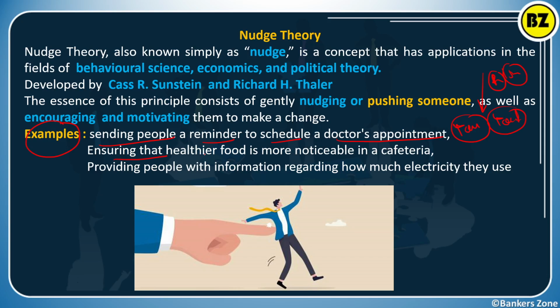Next, ensuring that healthier food is more noticeable in the cafeteria. If we place pictures of the healthier food in the cafeteria, obviously people will be automatically pushed towards the healthier food, right? Providing people with information regarding how much electricity they are using. If you send an SMS to people on a daily basis about how much electricity they consumed in one day, people will automatically become aware and be pushed towards saving electricity, right? So this is what nudge theory is that we have to understand.